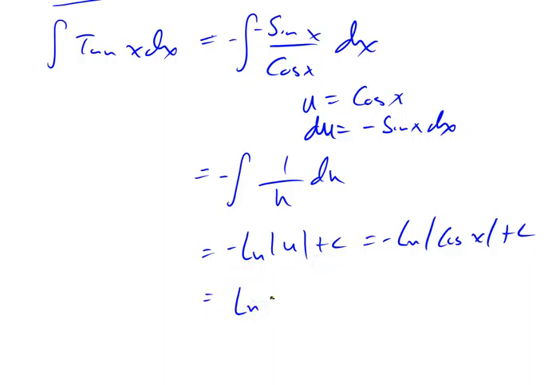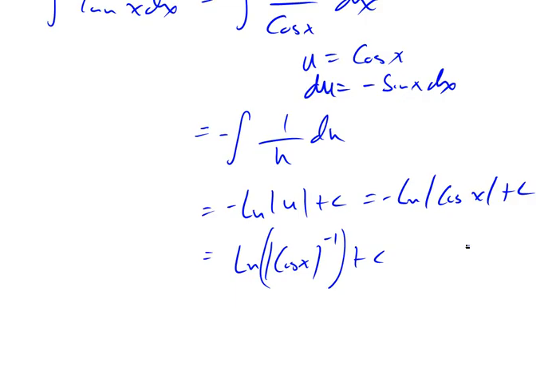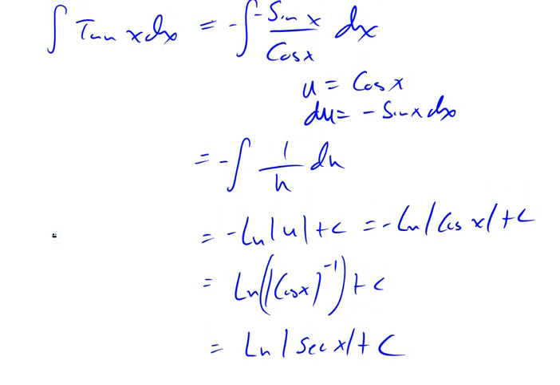So this would be the natural log of the cosine x, absolute value, raised to the minus 1 power plus c. And raising to the minus 1 power is taking the reciprocal. The reciprocal of the cosine is the secant. So this is the natural log of the absolute value of the secant of x plus c. And that's generally the way you'll see it if you find it in tables, that the integral of the tangent of x is the natural log of the absolute value of the secant of x plus a constant.